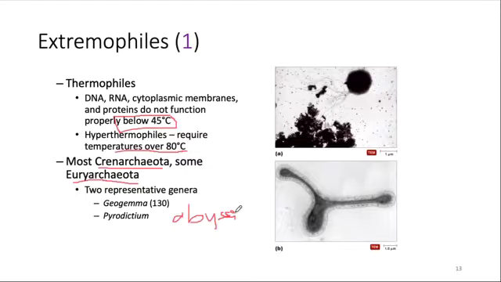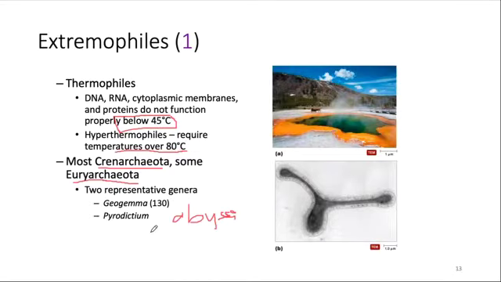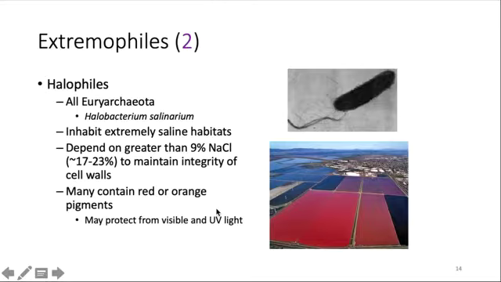Those that live at temperatures around 120, 121 degrees have a specific disc-like shape that helps them to live at that temperature. We've been able to isolate some of them from very hot areas, the hot springs. In addition to that, you have the Halophiles. You have the Thermophiles, and within them the hyperthermophiles, and then you have the Halophiles. The Halophiles are all Euryarchaeota.